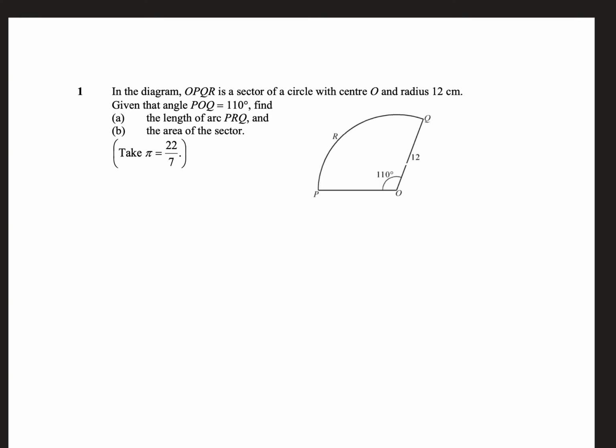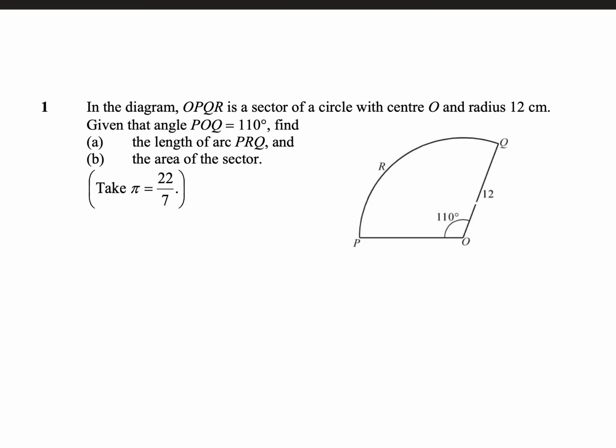All right, let's look at this question under mensuration, and it really touches a lot on converting degrees to radians and then finding arc length and area of sector. So let's just analyze the question first. In the diagram, OPQR is a sector of a circle, and it has center O and radius 12. So let's just see center O, radius 12 cm.